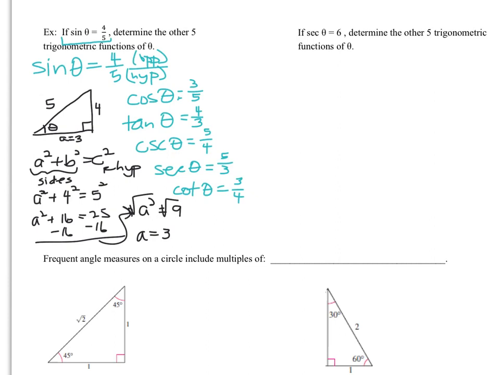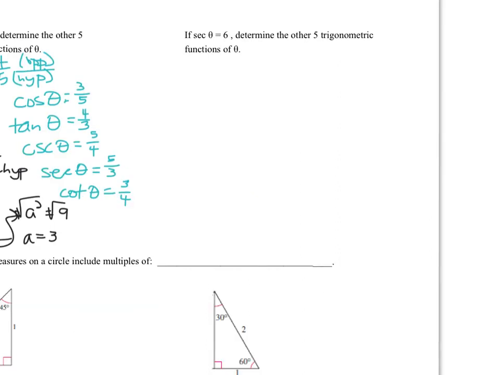Let's try another example on the right. If secant theta equals 6, determine the other 5 trigonometric functions of theta. So 6, that's just kind of a random whole number. Let's see what we can do with that. Secant theta equals 6, but I'm going to write it as a fraction. I'm going to write it as 6/1 because that equals 6. If you remember secant's definition, that would be hypotenuse over adjacent.